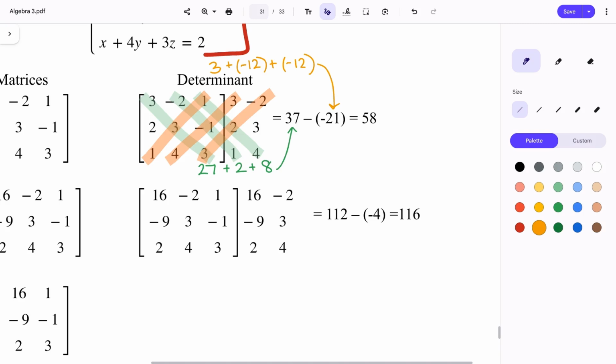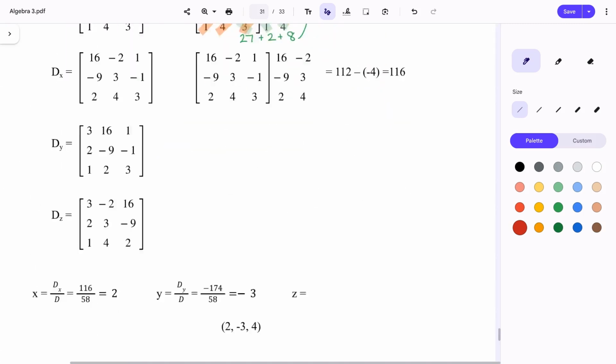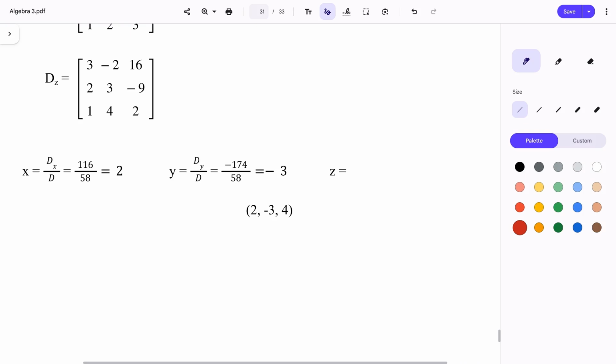And then the rule for determinants is always subtracting. So you add those numbers together, then you subtract. So the regular determinant is 58. So this is like the first one that we needed to find. And when we go down, I'm just going to scroll down for a second.